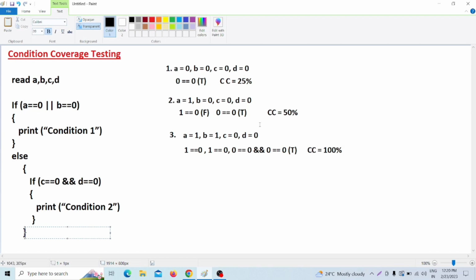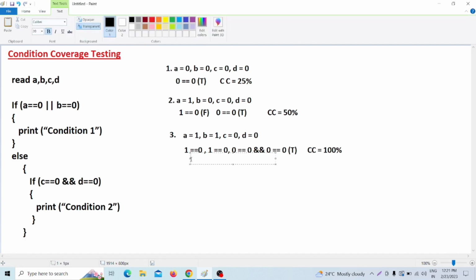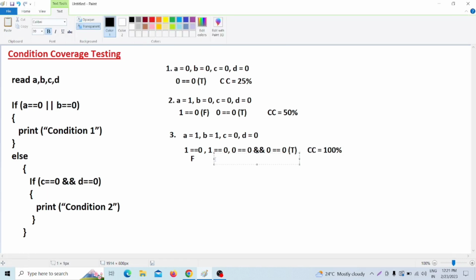Okay. Now I am taking the values in such a way that A equals 1, B equals 1, C equals 0, and D equals 0. For that case, we are putting the value of A, that means 1 equals 0, that is a false value. And for the B condition, now go to the B condition. B condition is also 1 equals 0, so that is also a false value.